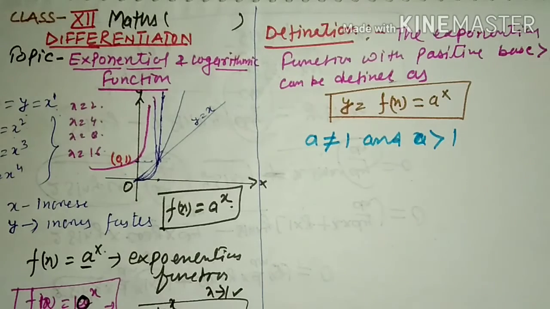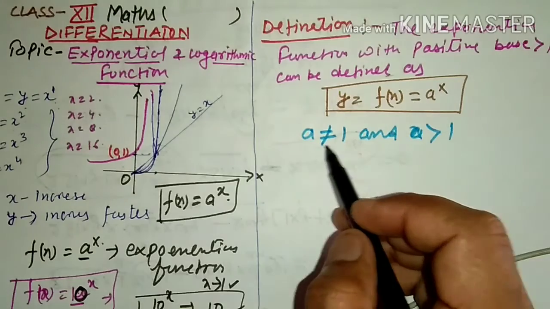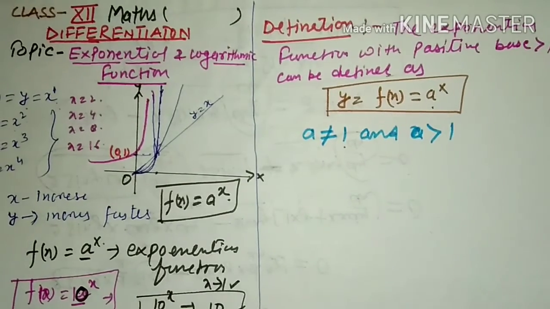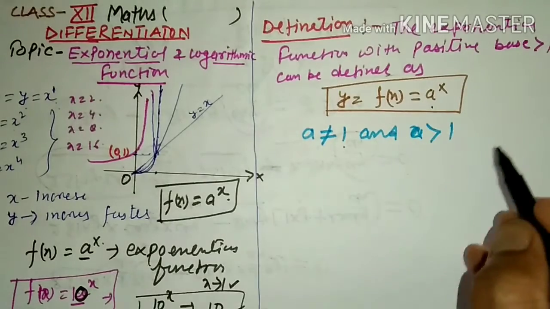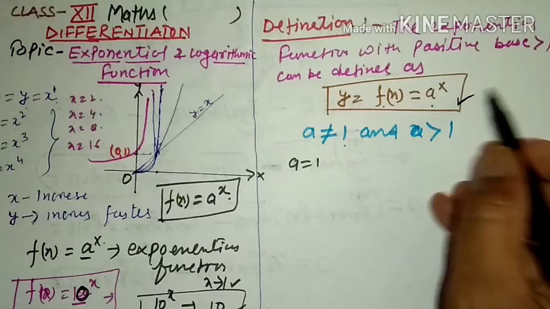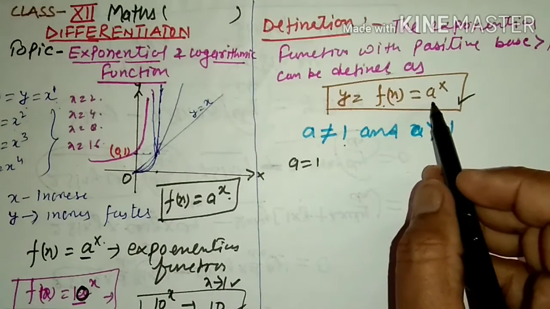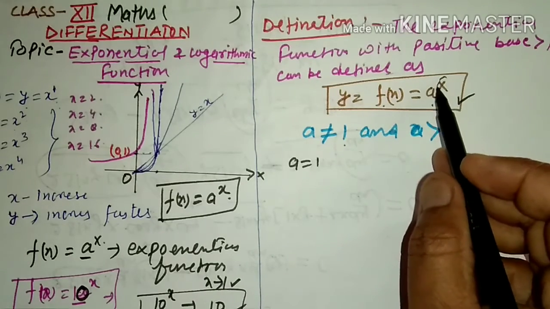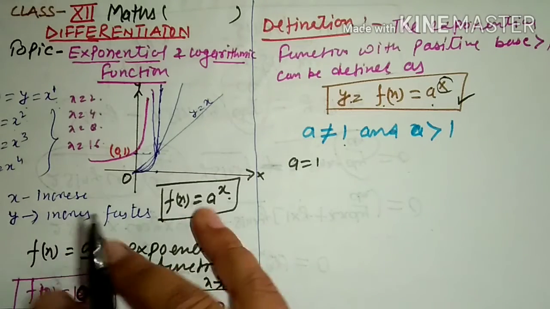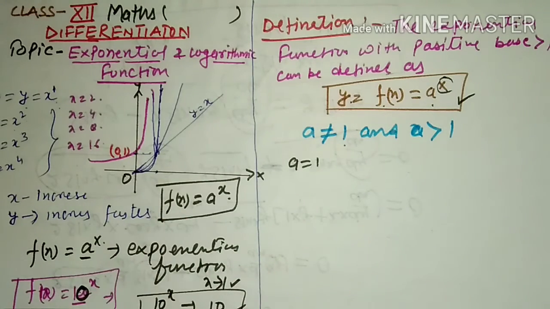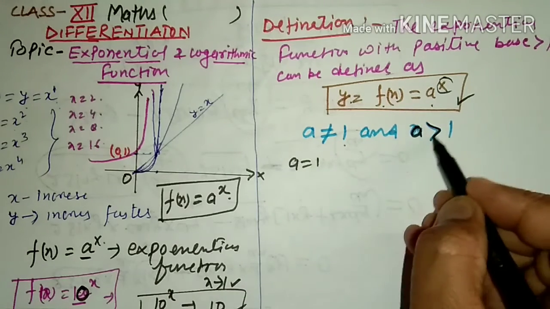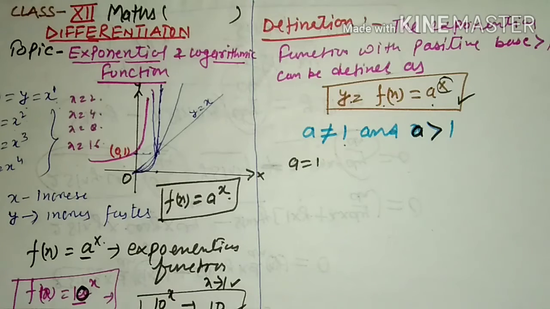Clear? a is not equal to 1. देखो a को अगर हम 1 लेंगे, the reason why we will not take a is equal to 1 is that if a is equal to 1, the function is always a constant function. It doesn't matter, it does not depend on the value of x, we always get a constant function. But the exponential function is a function which is increasing as the value of x increases. Clear? And greater than 1 we will take 2, 3, 4, whatever we can take.